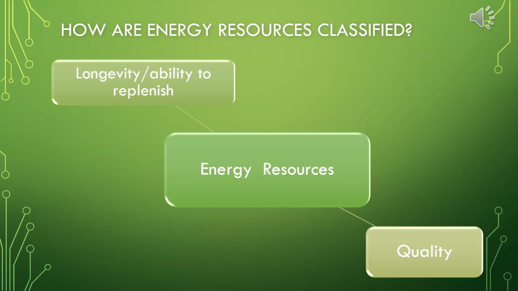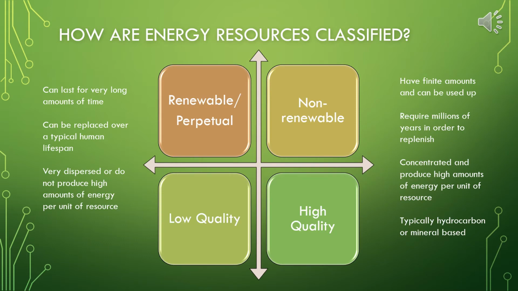Important to understand when we talk about energy resources is how we classify them. We typically talk about energy resources in terms of their longevity or their ability to replenish and the quality of the energy that we get out of them. Longevity and quality, we end up getting two major components. Okay? We're looking at whether something is renewable or perpetual or whether it's non-renewable. We're also looking at those in comparison with being high quality or low quality.